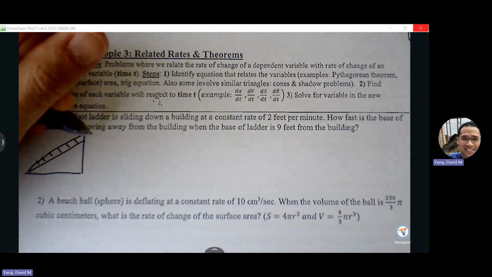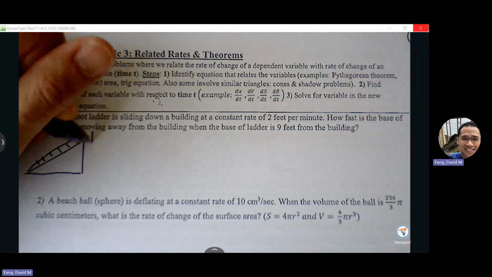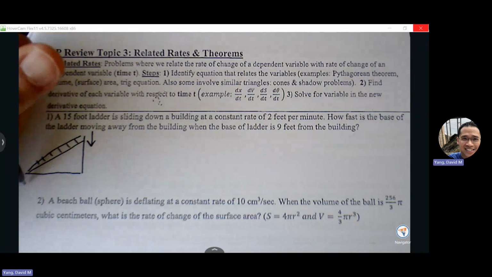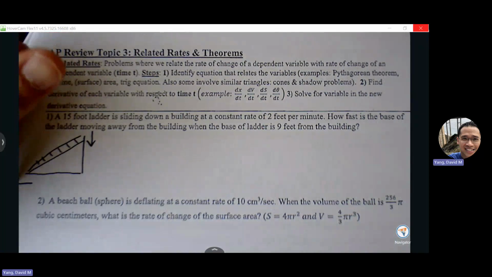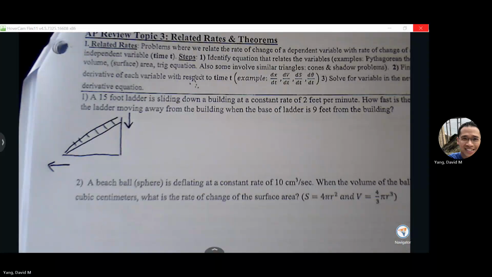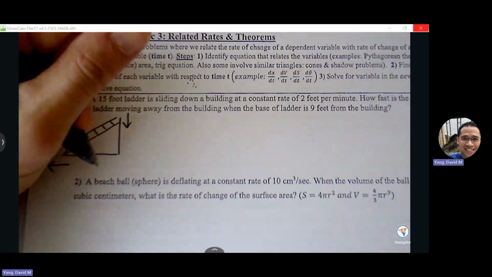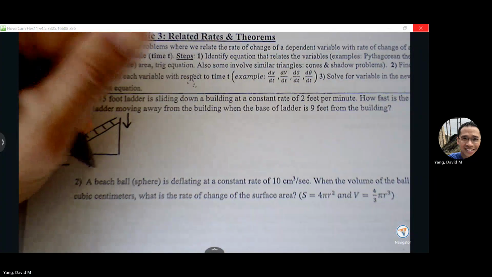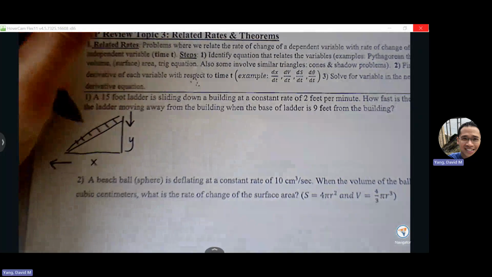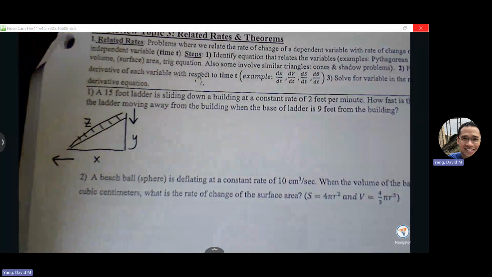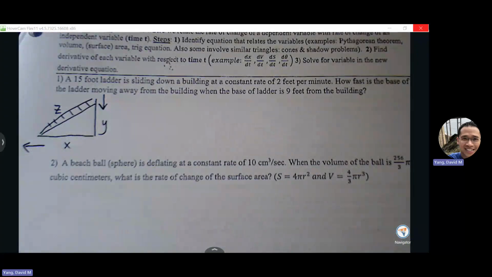So here's the direction of motion of the ladder. The ladder is moving down the wall, and the base is moving away from the wall. So sliding down the wall. So we know that the Pythagorean theorem is going to be the equation that's going to relate each of those variables that we're dealing with.